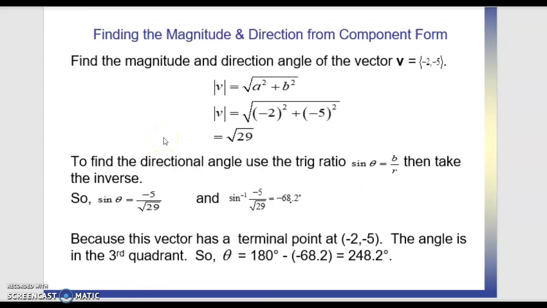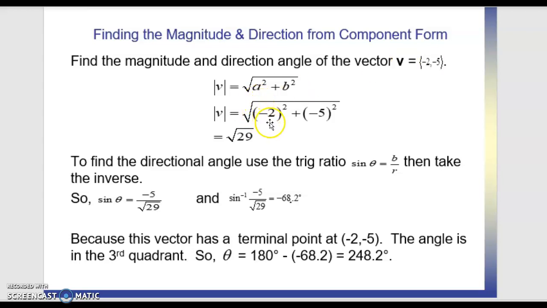In this example, we're finding the magnitude again, but this time our vector is given to us in component form. So we have to use the formula for finding the magnitude when we have component form that was shared on slide 7. The first value is our A value, the second value is our B value in component form.